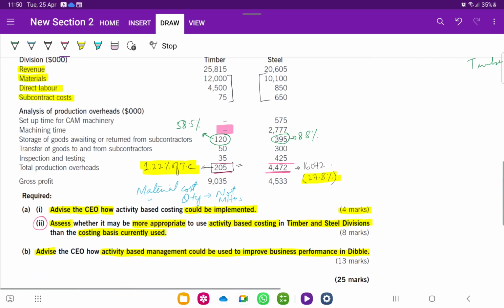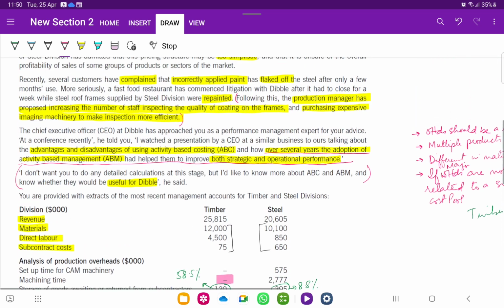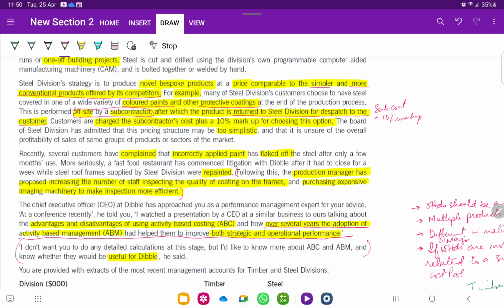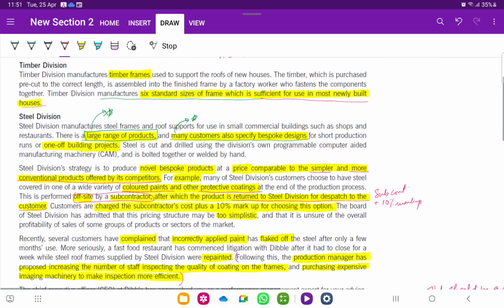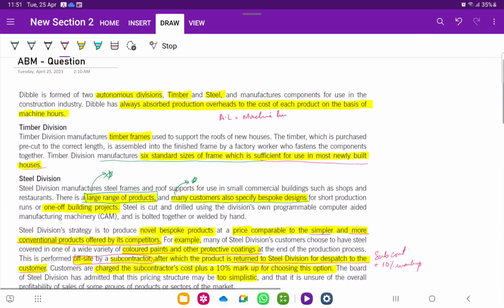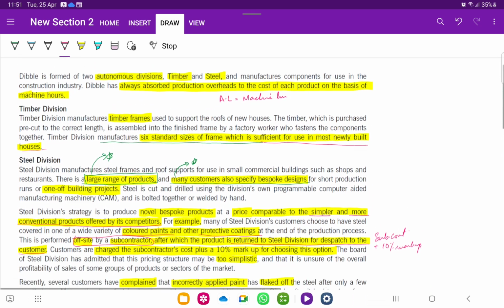So let's start with what is the first part? Strategic. So let's start with the strategic ABM. Strategic ABM was actually the idea of identifying value added product or value added services, or a profitable product or a profitable service, right? Timber division is not using ABC, so let's ignore timber division.